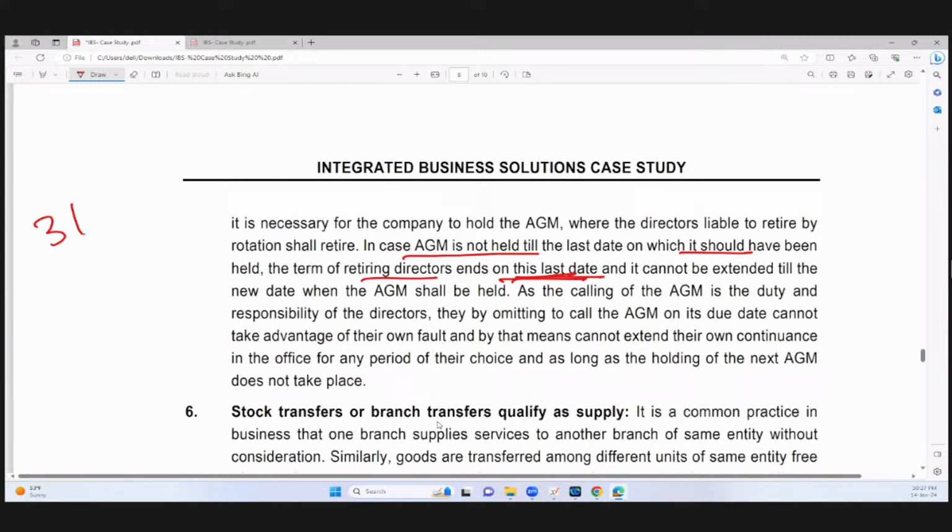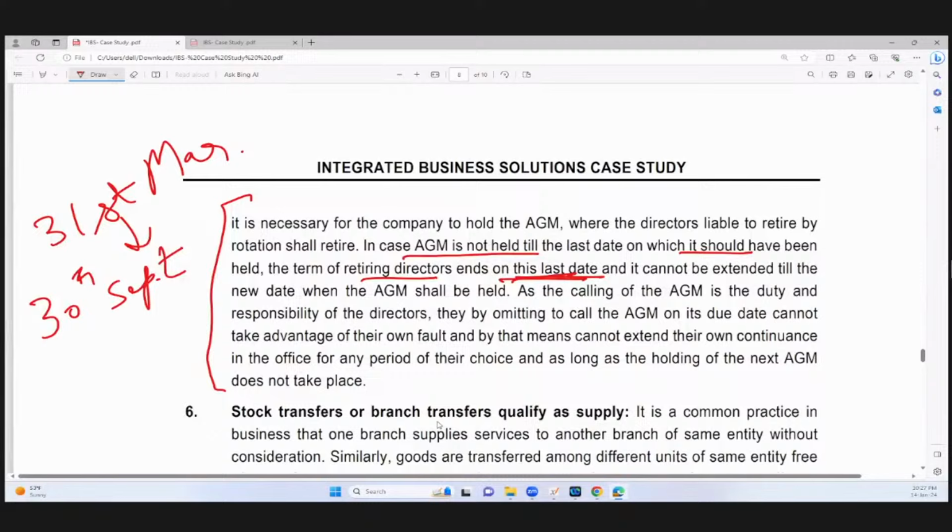Okay, so kab tak hame AGM conduct karni chahiye? Within 6 months, that is 30th September of the same year. Agar 30th September tak company has not conducted an AGM, to us case mein kya hoga? In that case, the directors' term ends on this last date and it cannot be extended till the new date when the AGM shall be held.